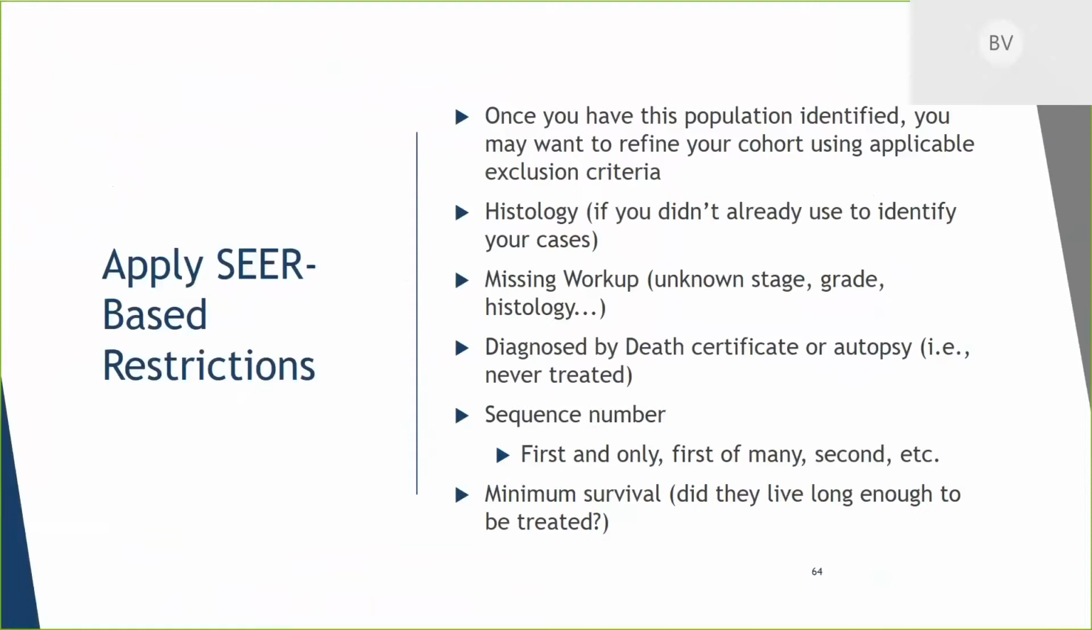Another possibility is to restrict your cohort to individuals who have survived a certain amount of time. For example, would you want cases who only survived a month or two who may not have even had the opportunity to be treated? Again, these are things you need to think through as a researcher.